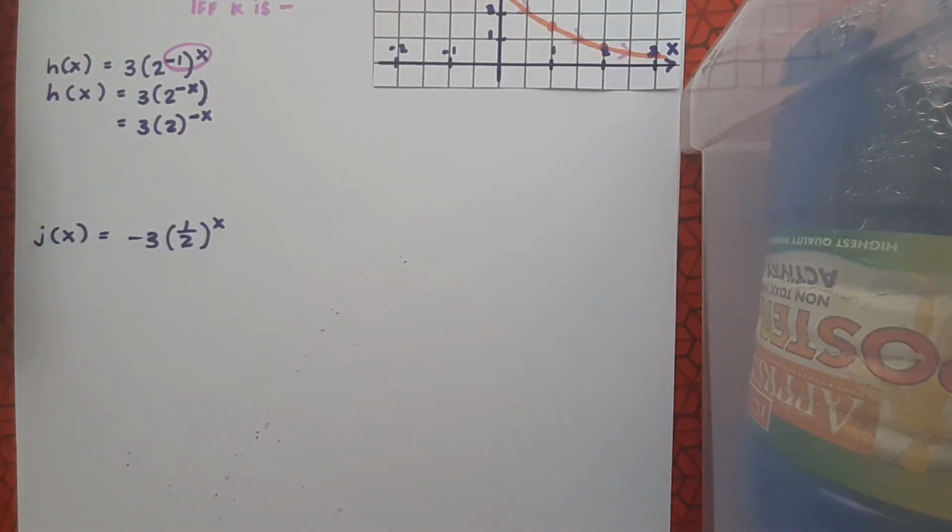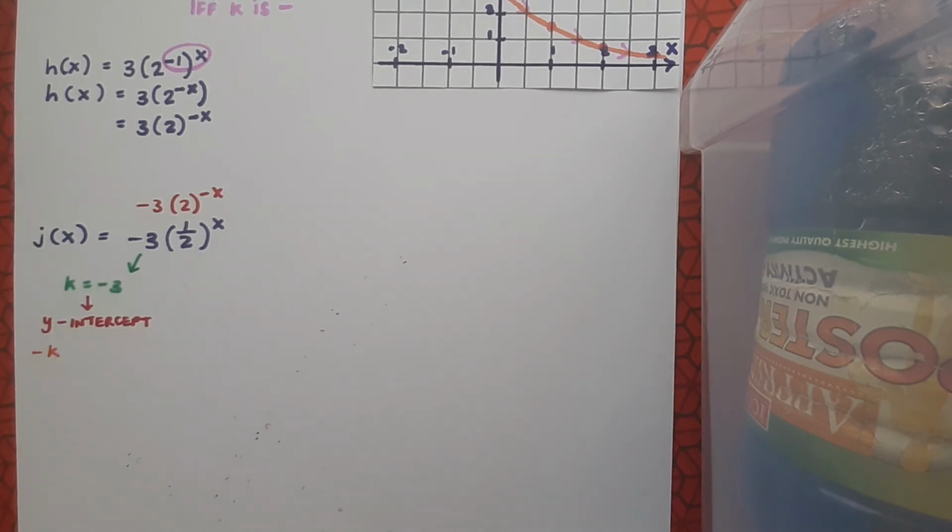Well, the first observation that I'd like to make is the alternative way in which this function might be written. It could be written as minus 3 times 2 to the power of minus x. Let's have a look so at our k and a values. K in this case is obviously minus 3, and this is the y-intercept.